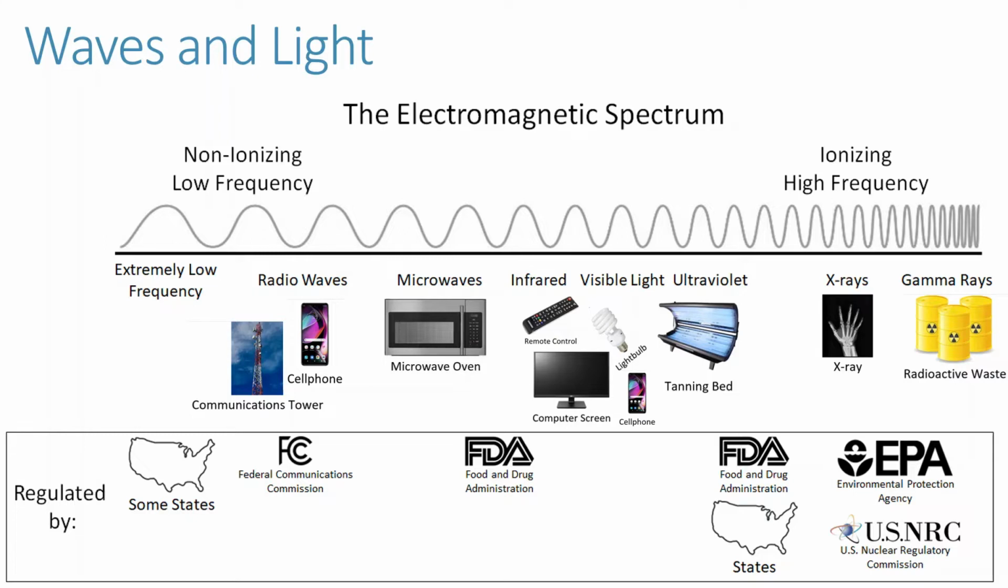Next up, I put infrared with remote control. Computer screen, I think a little bit infrared and a little bit visible. If you hold your hand near it, you can feel a little bit of warmth. And then with visible light, I put light bulb. I also put cell phone because with most cell phones, we use light to see to use them.